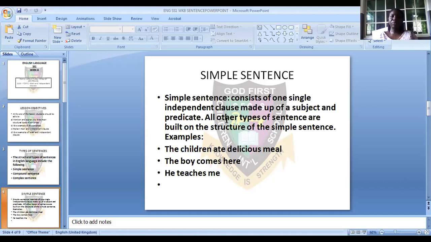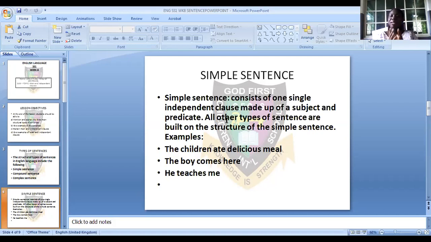For example, the children ate delicious meal. It is a simple sentence that has complete meaning. The children is the subject, ate is the predicate, and delicious meal is the object. Another example: the boy comes here. The boy is the subject, comes is the predicate, and here belongs to the other complement.